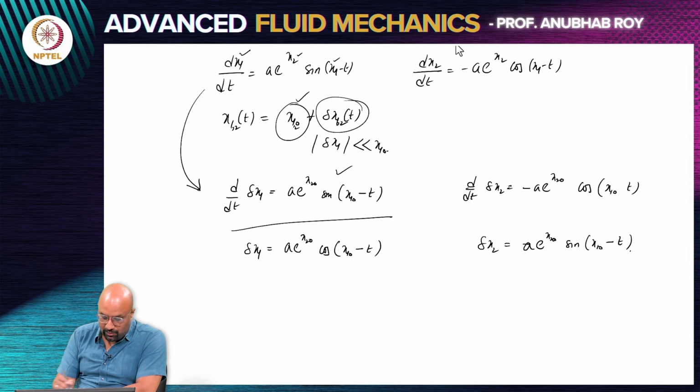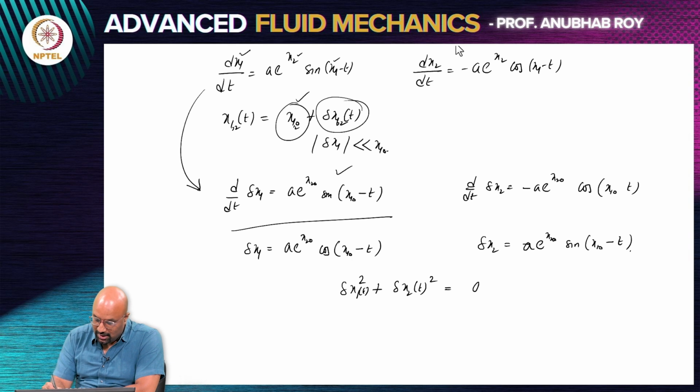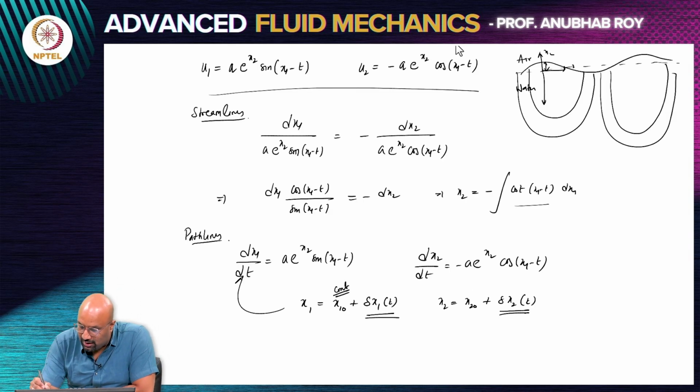So now if you write delta x1 squared, which is a function of time, and delta x2, which is a function of time, and square and add them, you are going to get a squared exponential of 2 x2 0, because cosine squared plus sine squared would be 1. So what this tells us is that if I were looking at a fluid, even though the streamline pattern looks like this, a fluid particle is going to execute circular orbits.